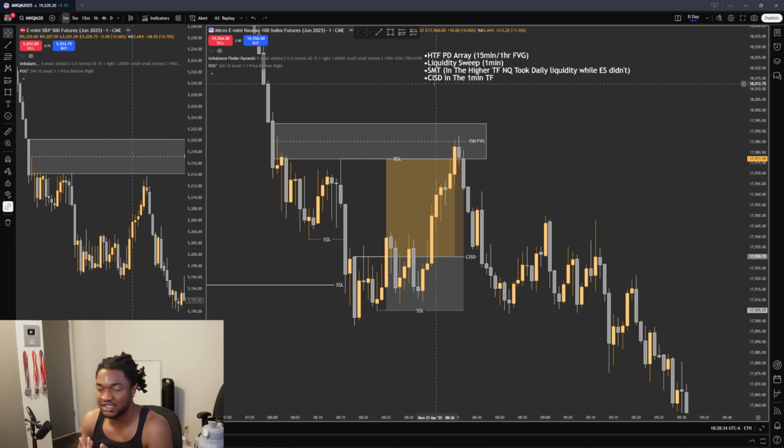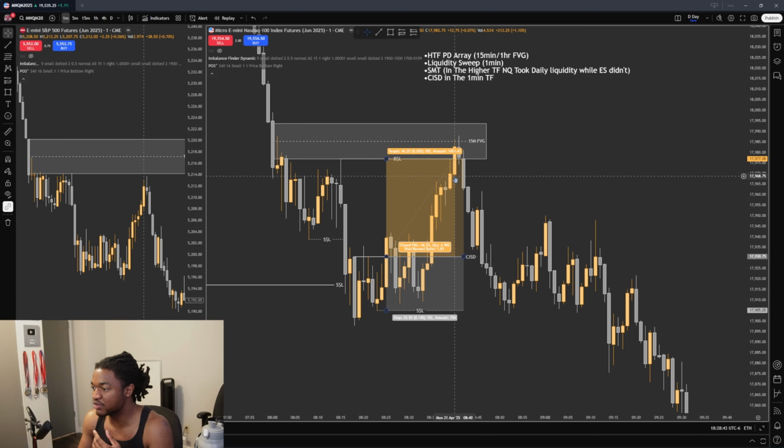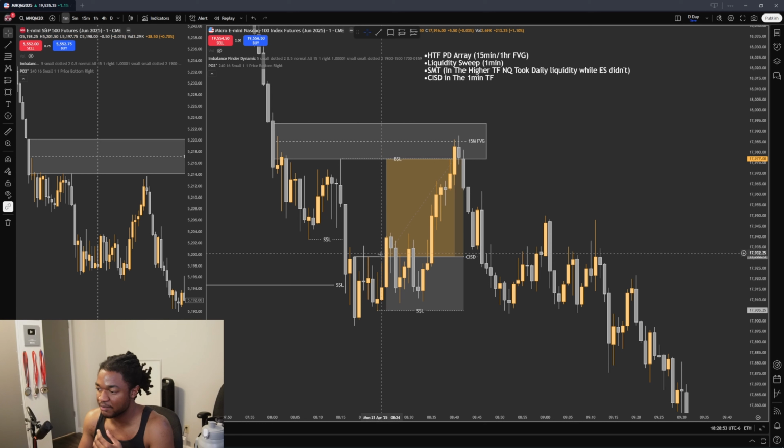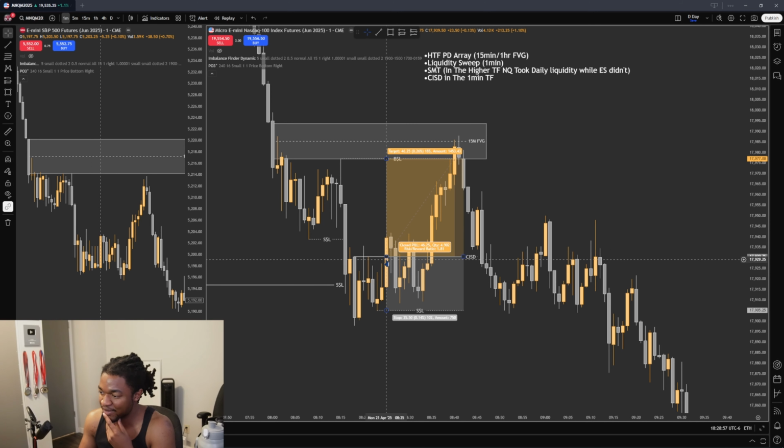And then change in state of delivery. Change in state of delivery is pretty much a series of down close candles, and then an up close candle above the series of down close candles. So for this one, our change of delivery would be, this would be the final down close candle. We're looking for a close up above this down close candle right here. So that did happen, and that was our confirmation to enter the trade.